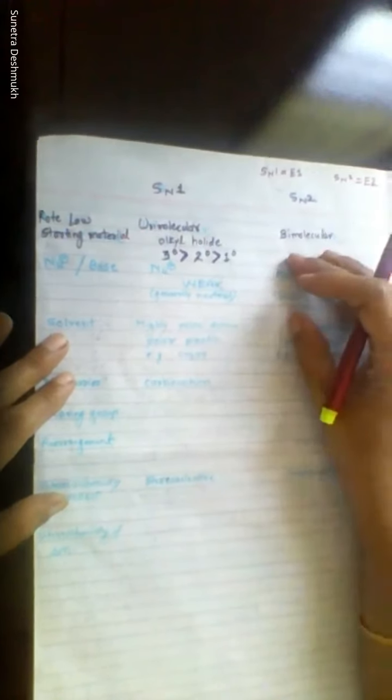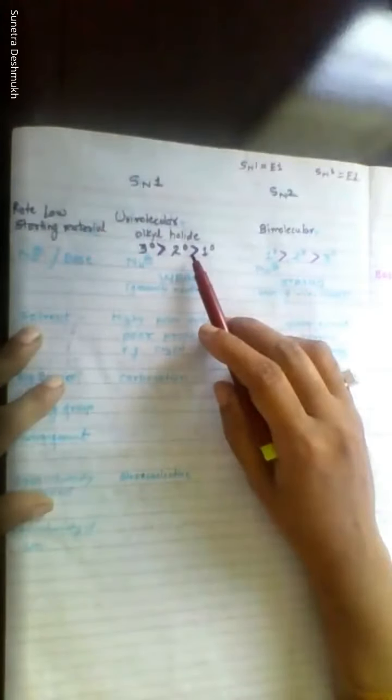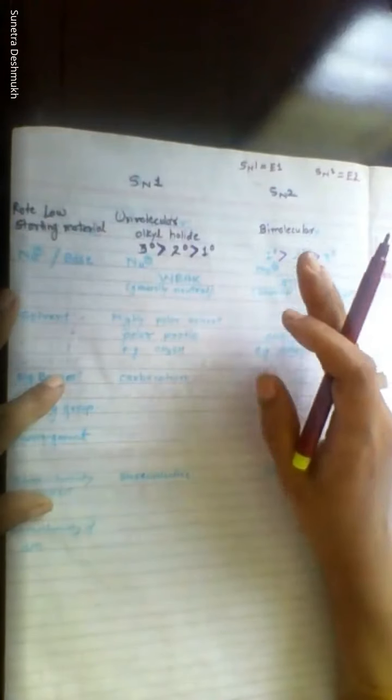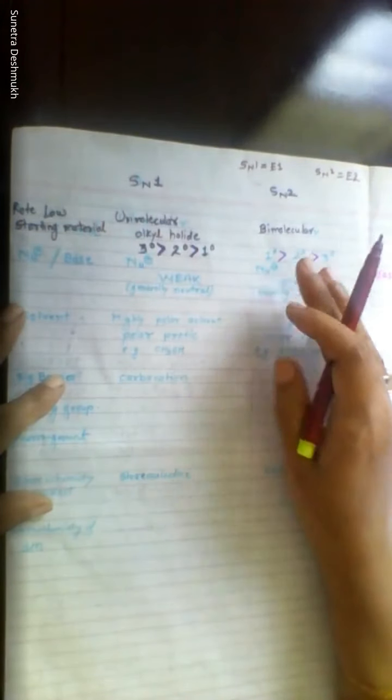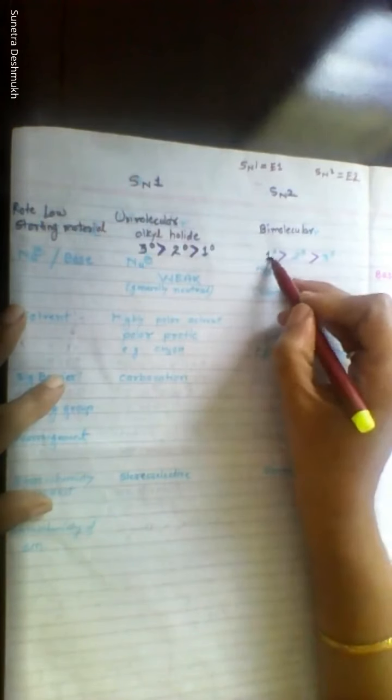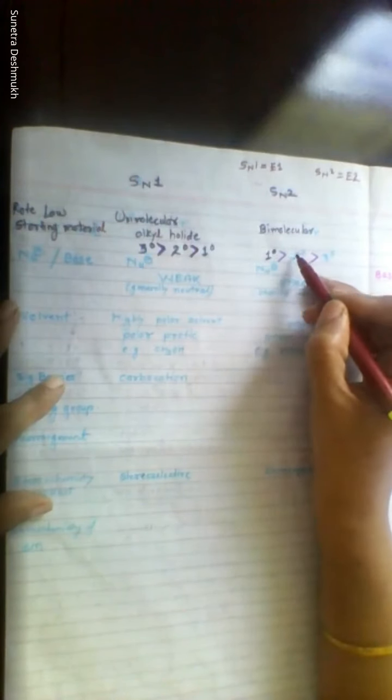Now, what type of alkyl halide do we need for the Sn2 reaction? These things are totally in contrast to the Sn2 reaction. In the Sn1 reaction, tertiary alkyl halide will react faster, then secondary alkyl halide, and primary alkyl halide will react slower. But that is totally in contrast in the case of Sn2. There we need primary alkyl halide, which reacts fastest in Sn2. After that, secondary alkyl halide, and lastly tertiary alkyl halide via the Sn2 pathway will react at a slower rate.